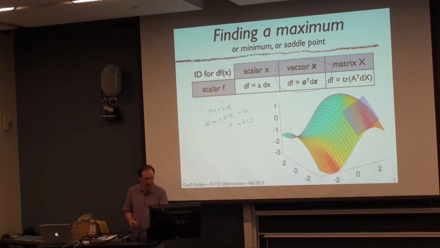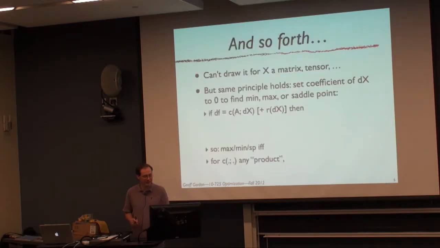So now I can just say and so forth. I can't draw pretty pictures when your argument x is a matrix, a tensor, or something weirder, but the same principle holds. We can set the coefficient of dx to 0 to ensure that we're at a minimum, a maximum, or a saddle point. In general, we'll have something like df is some function c of a and dx, where this is linear in the second argument.